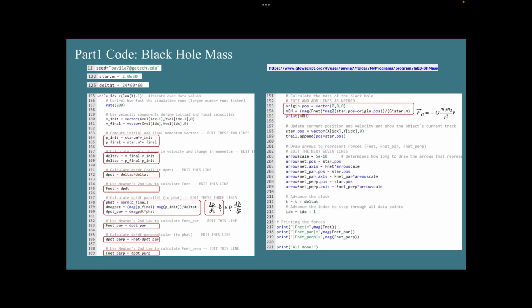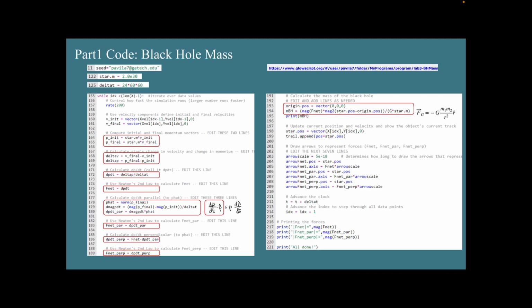In part 1 of the lab, I want to find the mass of the black hole. I started by inputting my email in the seed to give me a unique star position. The star mass was given as 2 times 10 raised to the 30 kilograms, and delta T was set to 24 hours, or 60 seconds times 60 times 24. At the beginning of the while loop, I calculated momentum initial and momentum final by multiplying mass and velocity. Next, I found the change in velocity and momentum by subtracting the initial values from the final values. I then calculated dP/dt by dividing delta P over delta T and setting that equal to net force.